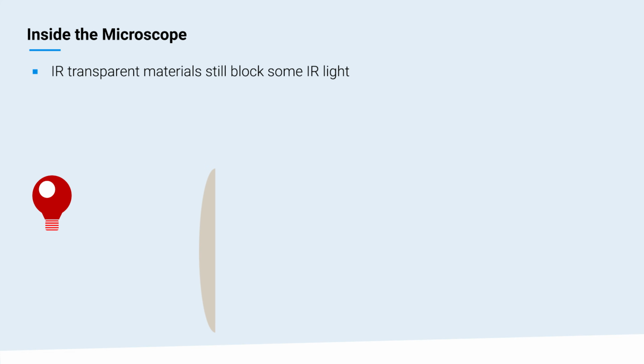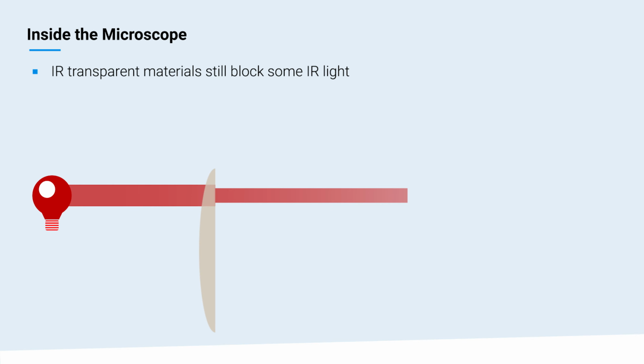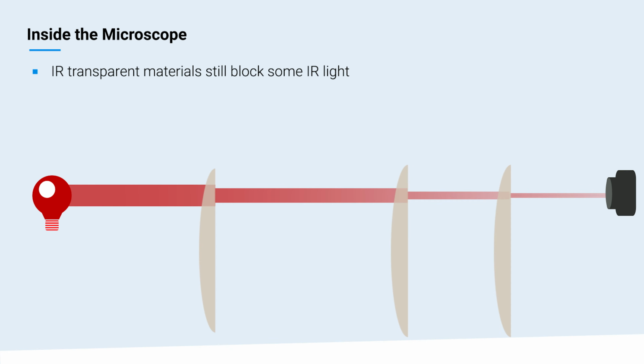First of all, not all the IR light actually goes through these IR transparent materials. So as the IR light travels through all the components of the microscope, we lose some light here and there. By the time the IR light reaches the IR detector, we've lost quite a bit of IR light, which can make it more difficult to create a high-quality spectrum.